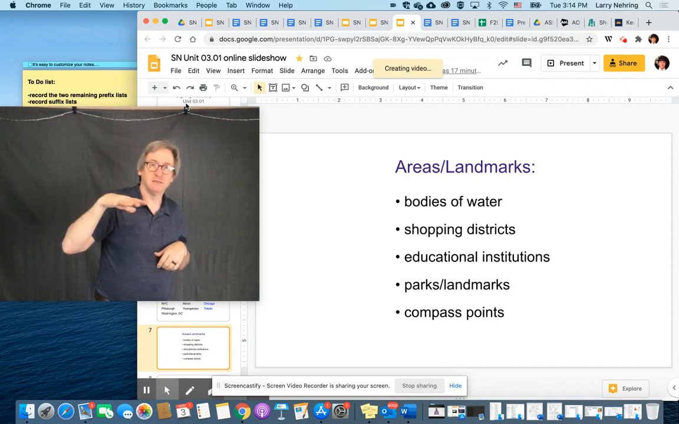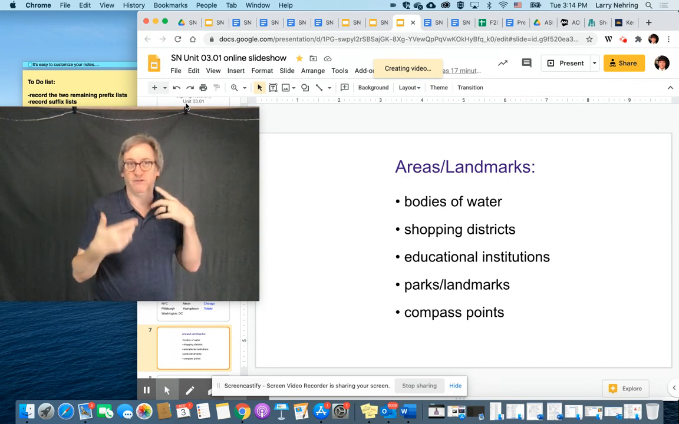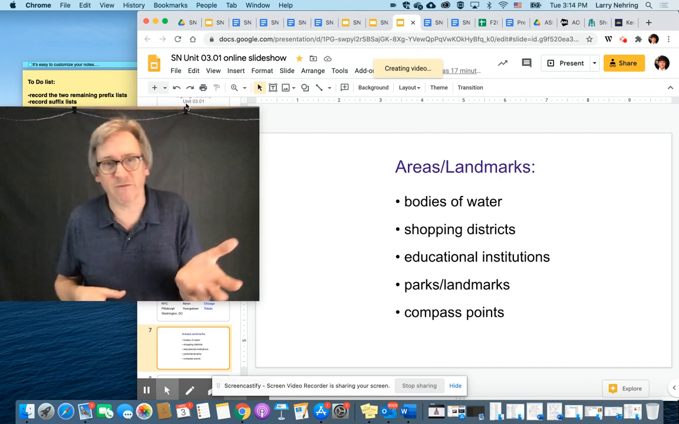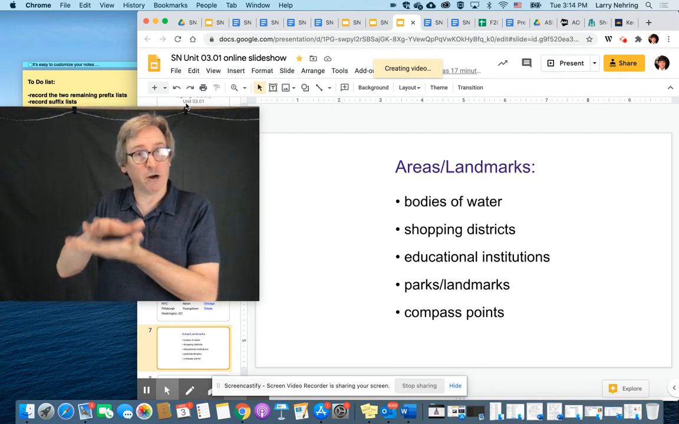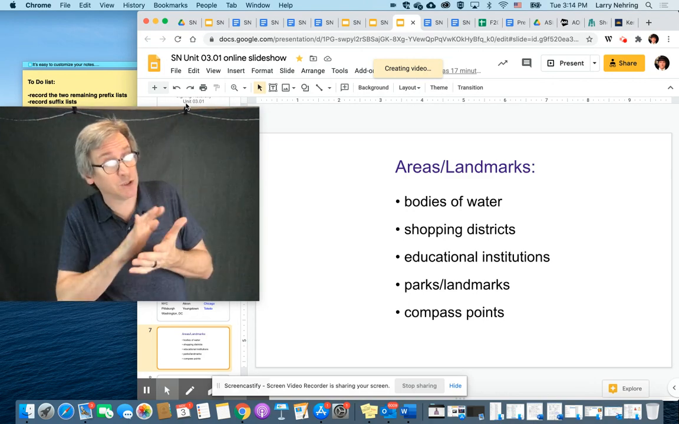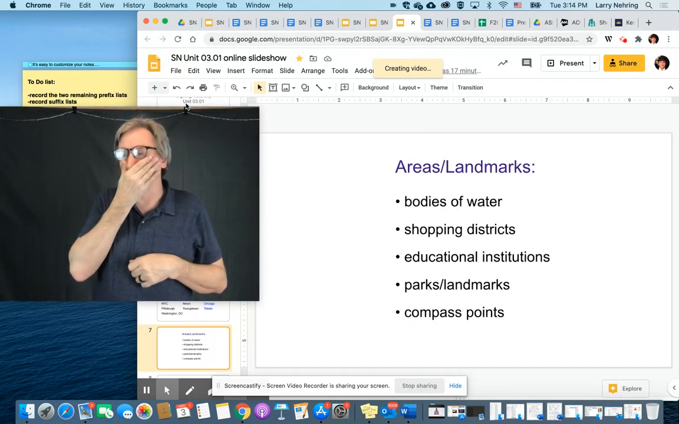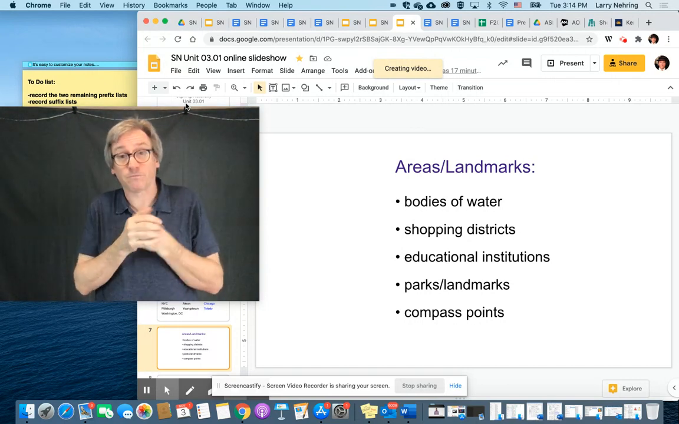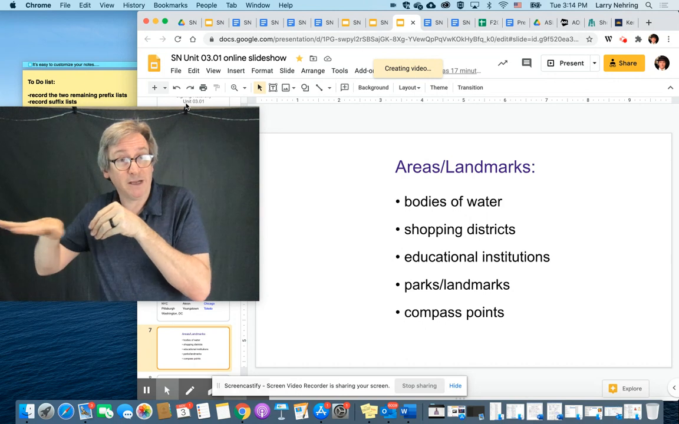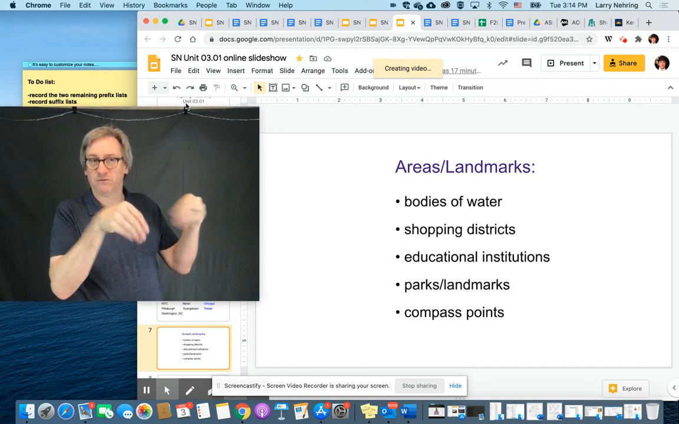Shopping areas. These are all things to keep in mind of what's near you. If you were asked, well, tell me about where you live, what would you talk about? Are there schools, high school, middle school, elementary school? Is there a college? School for the deaf nearby? Are there shopping areas? Shopping store. This is the generic sign for store.